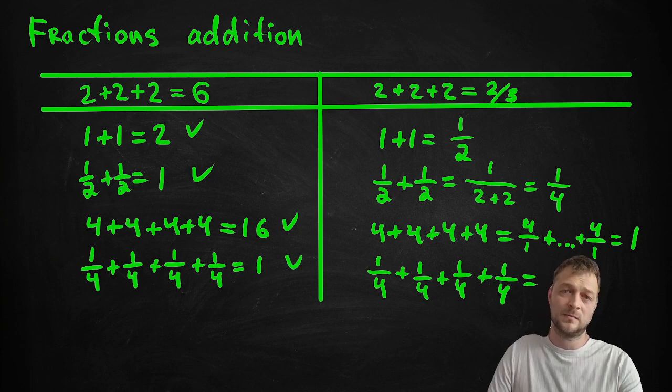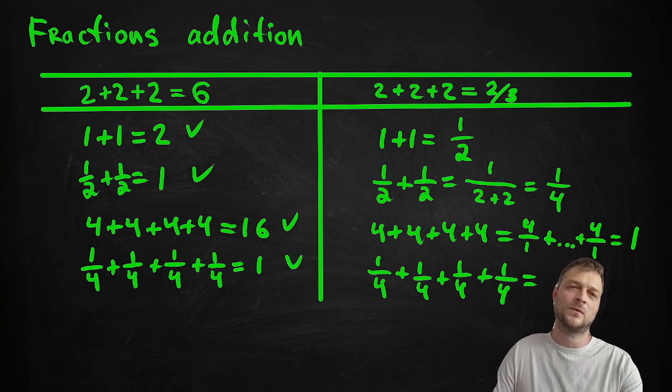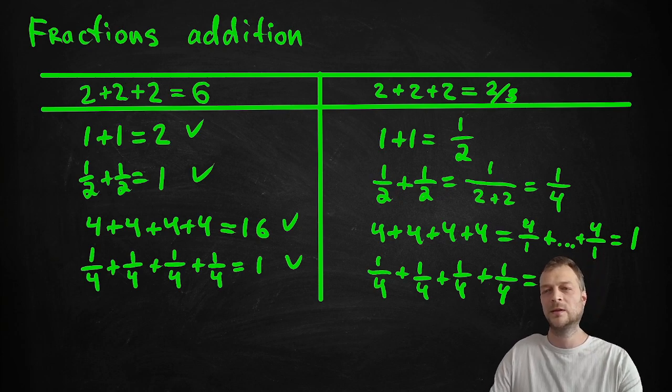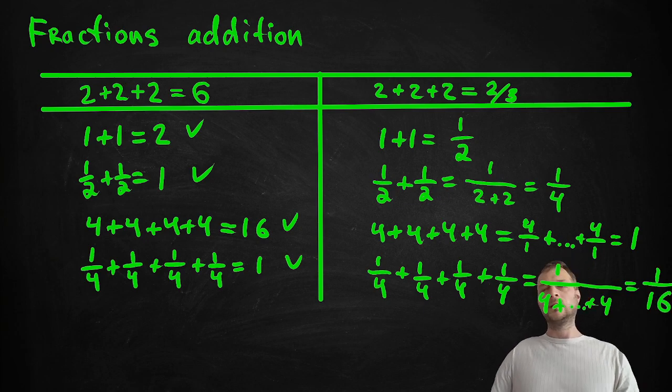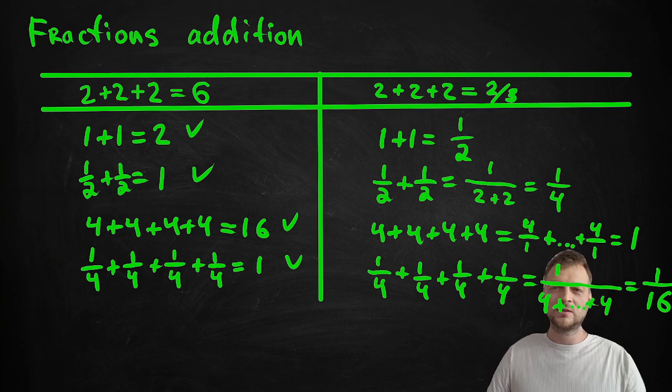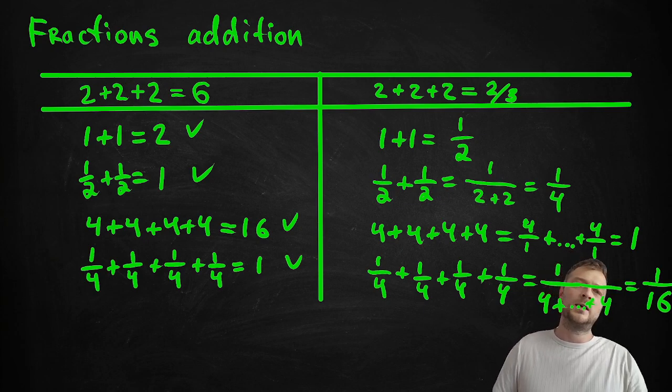And the last example is when we have 4 quarters equal to 1 in a standard situation. Here we will have what? We will have a common numerator of 1, and here we will have a lot of 4s summed up, right? So we'll get 1/16 here. That's a little bit of practice just to get used to it.